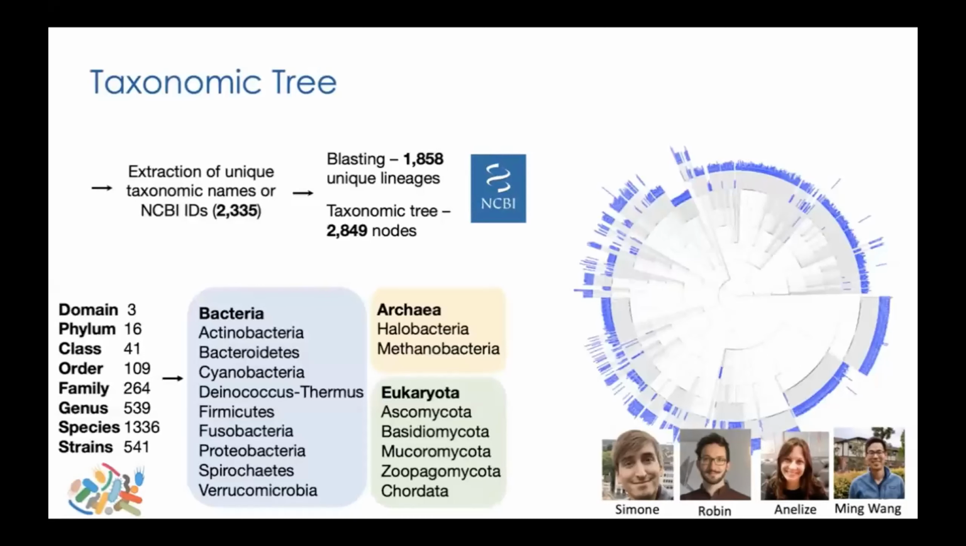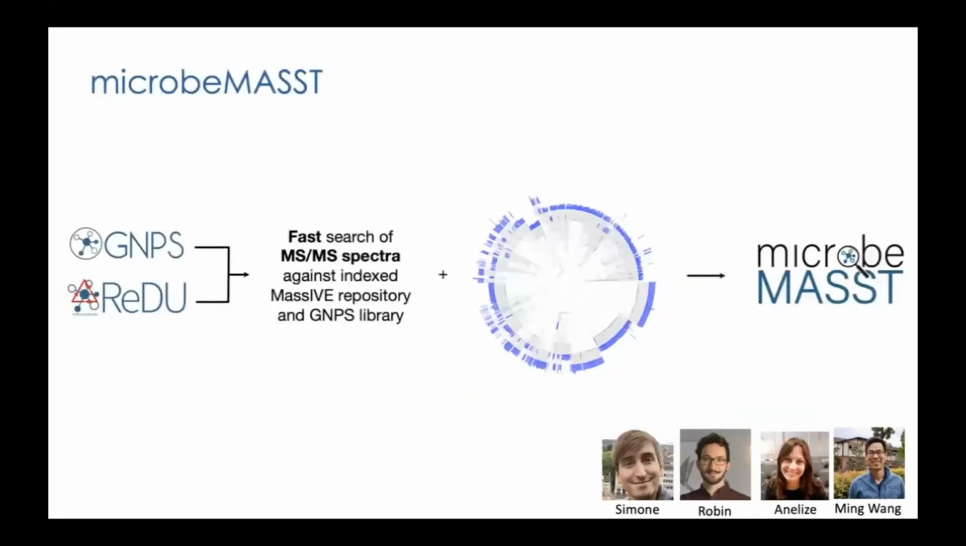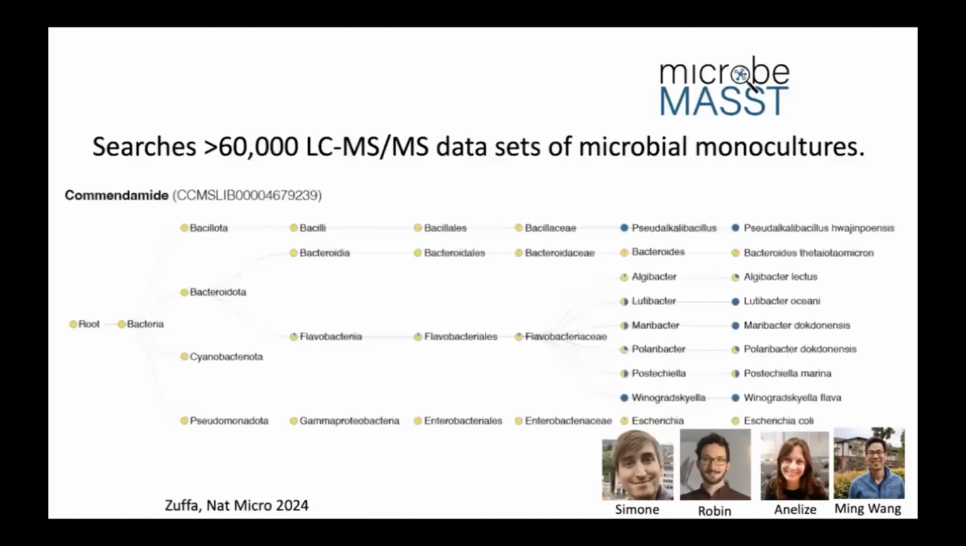And here's the taxonomic distribution associated with this. Now when we combine this with a fast search, and this is really important because searching 100 million spectra wasn't a trivial thing to do, but in the last year we've solved that problem by indexing. So now we have a MicrobeMASST where you can search, and within seconds you will get a taxonomic tree like this when you search with an MS/MS spectrum.